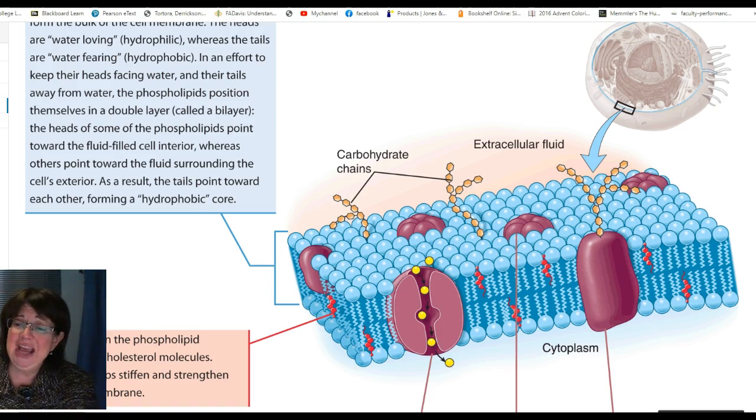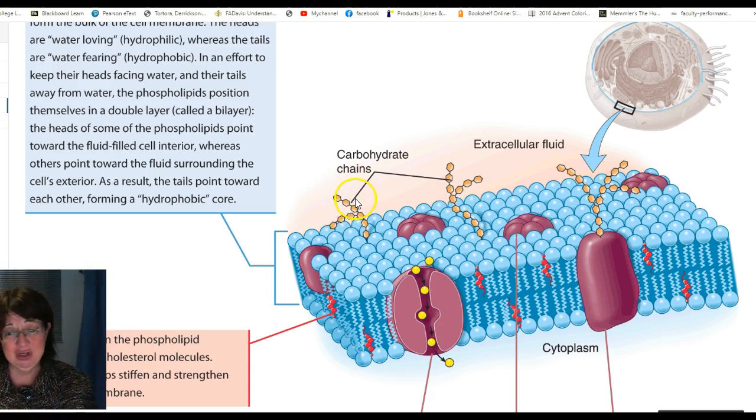Now, on the outer side of the plasma membrane can be these carbohydrates. And the carbohydrates will act as little antennas or receptors.